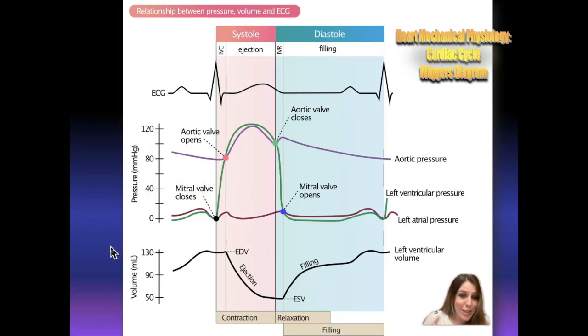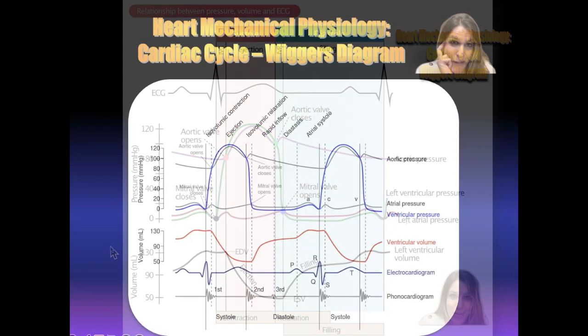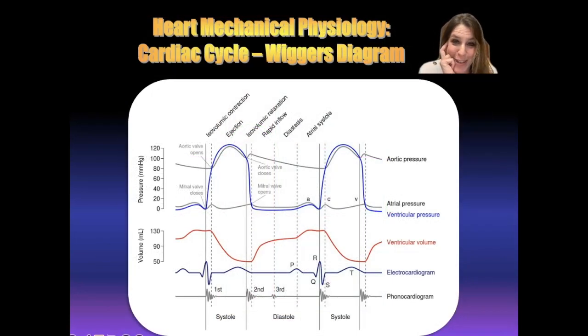Let's go back to the original Wiggers graph and see if we can make sense of it. All right, you guys ready? Let's do it. Let's take everything we've learned about the cardiac cycle and what we've been talking about with the Wiggers diagram. Let's go back to our original Wiggers diagram, put it all together, and it should make sense to you. And if you can figure out the Wiggers diagram based on everything we talk about, you can learn anything in anatomy and physiology. So let's get started.